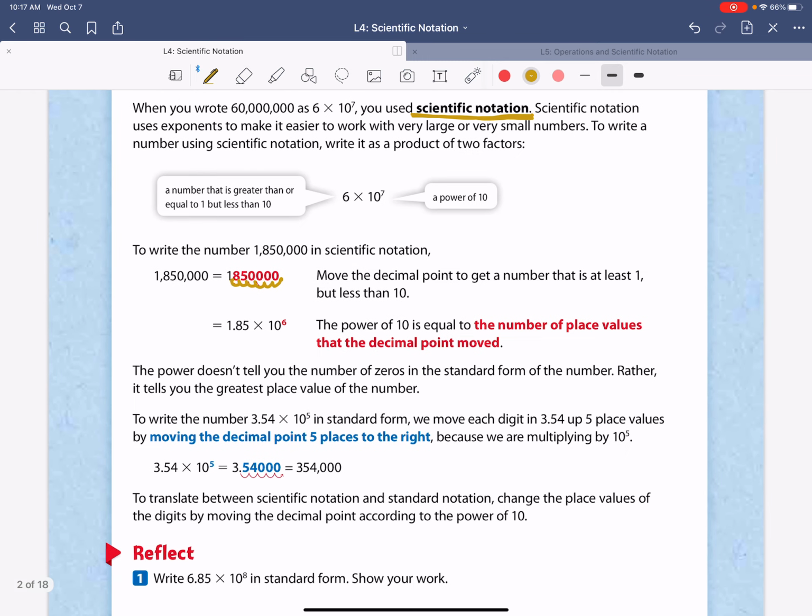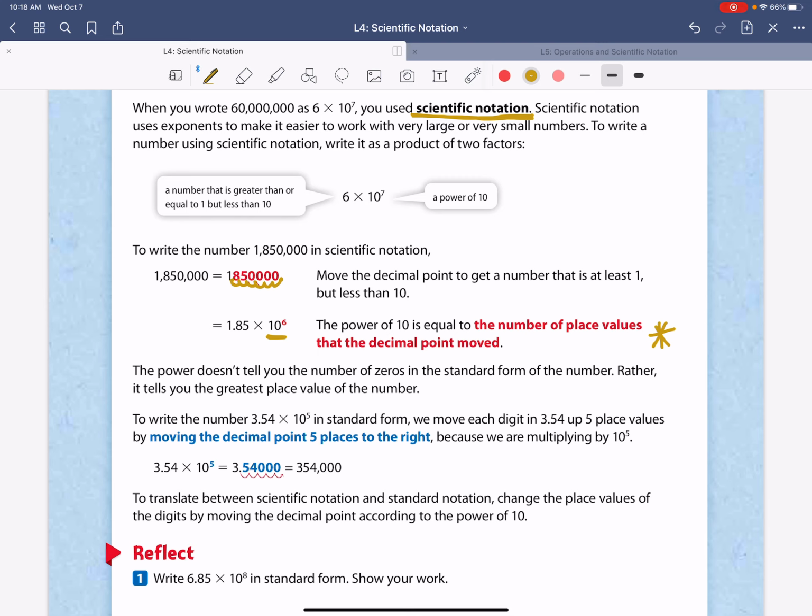All right. Put a star beside this because that's how we know what that power of 10 should be. That's very important. The power doesn't tell you the number of zeros in the standard form of the number. Rather, it tells you the greatest place value of the number.